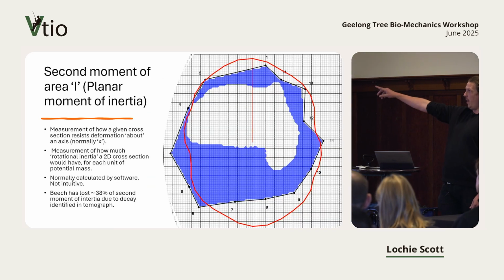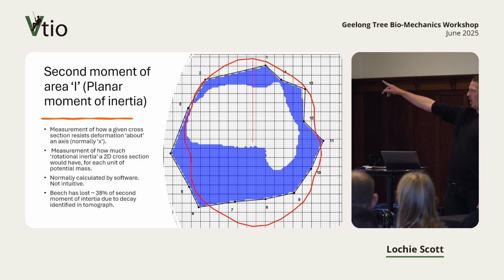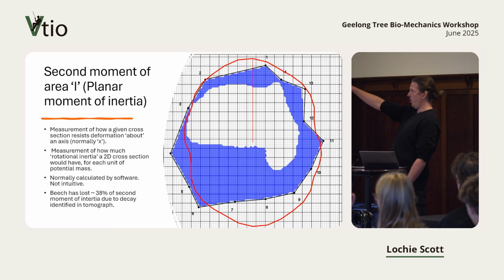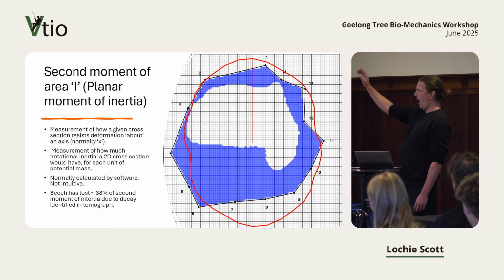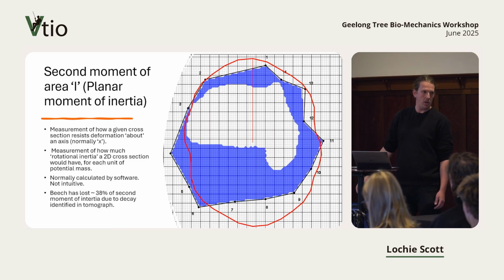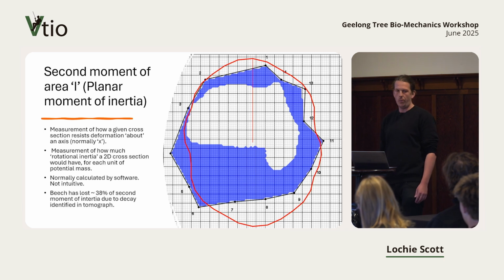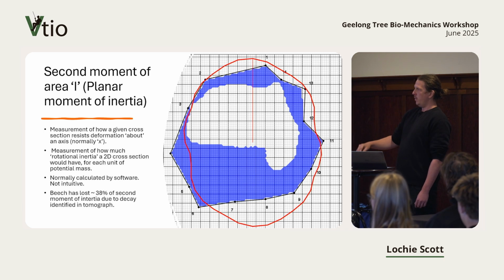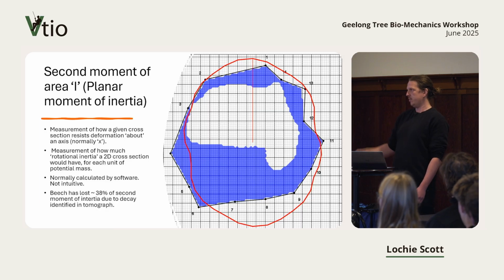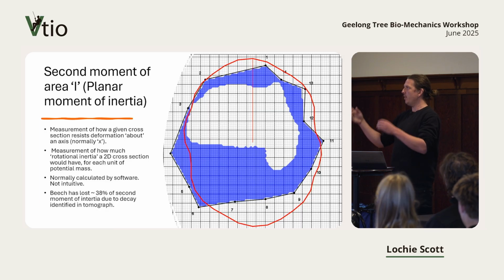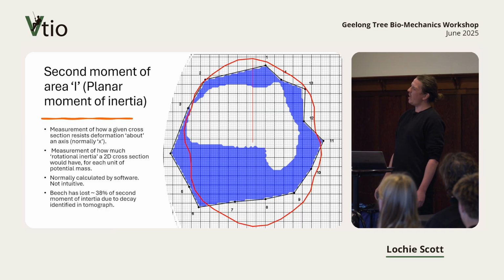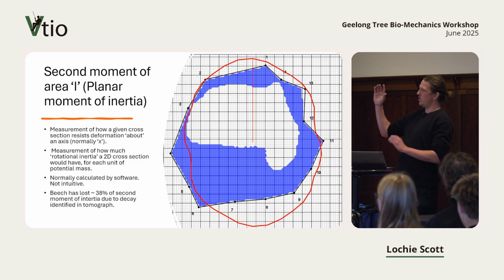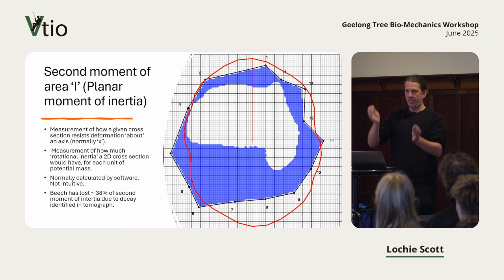This is the beech, which we're going to look at later. I came a few weeks ago and took a tomograph of that beech, and I took this. So the blue's the sound wood, and the white is where I think is hollow or decayed, non-intact wood that we consider to have zero strength. Now, the second moment of area is a kind of sum of the rotational inertia of this cross-section. How well does it resist being bent?